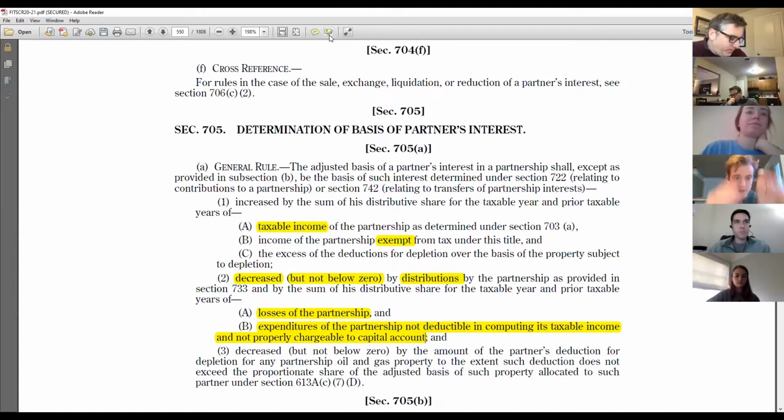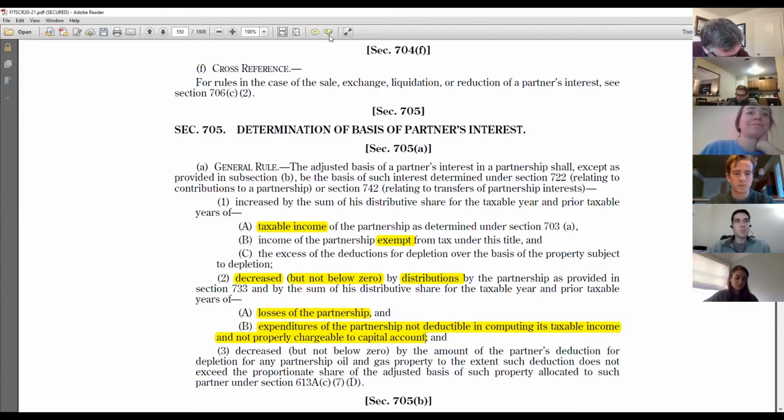So one is contributions of property. When you contribute property, your capital account goes up by the fair market value of the property, but your outside basis only goes up by the adjusted basis of the property, as we've seen.